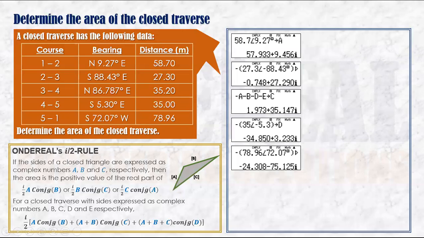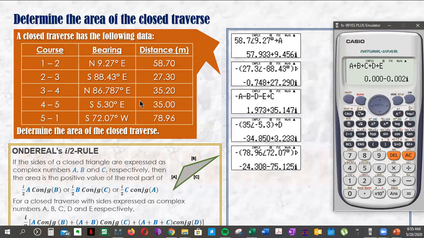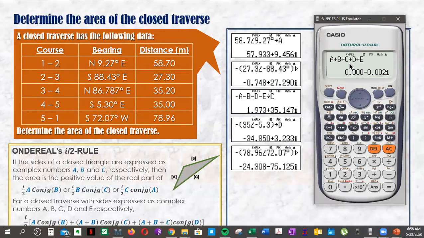Now, in my previous video, again, this bearing and distance were unknown, no? So, if unknown siya, the way to solve that is using this, negative A minus B minus D, then store that to C. Pwede natin gawin yan. Negative A minus B minus D minus E, and I'm gonna store this right away to C.